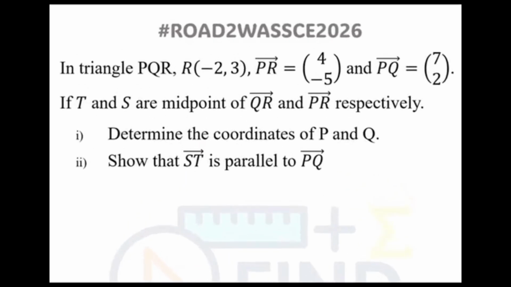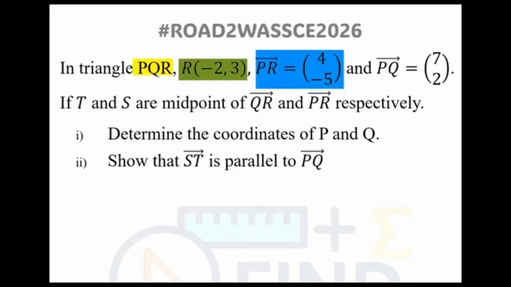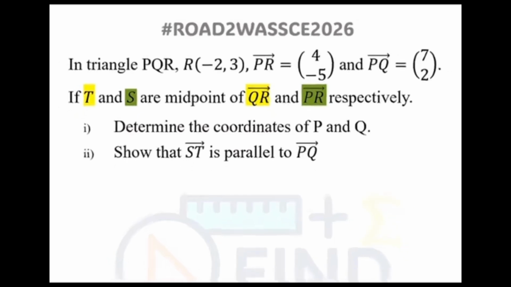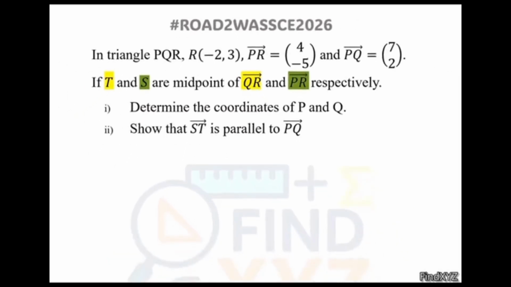Let's try this question. In triangle PQR, we have point R to be (-2, 3), vector PR to be (4, -5), and vector PQ to be (7, 2). If we have 2 points, point T and S, as midpoints of vector QR and vector PR respectively, we've been tasked to determine the coordinates of points P and Q, and also to show that vector ST is parallel to vector PQ. Let's begin by sketching our triangle.